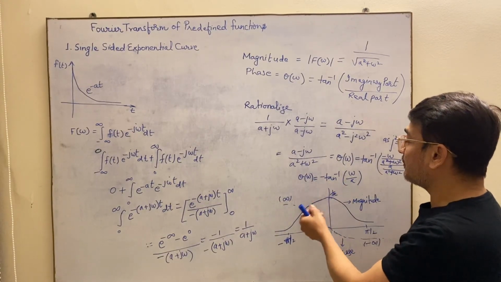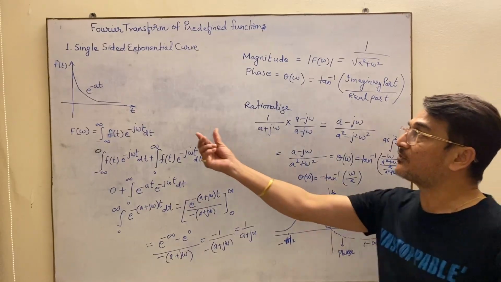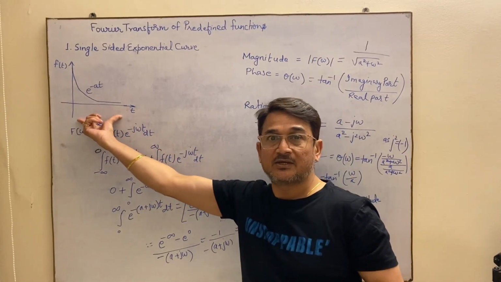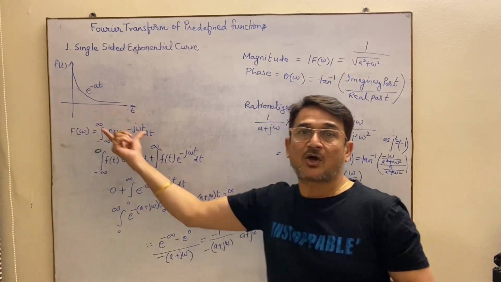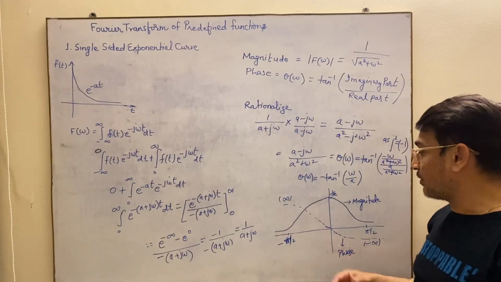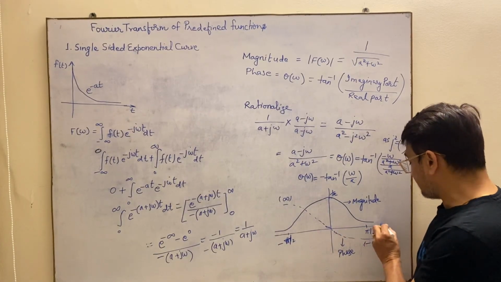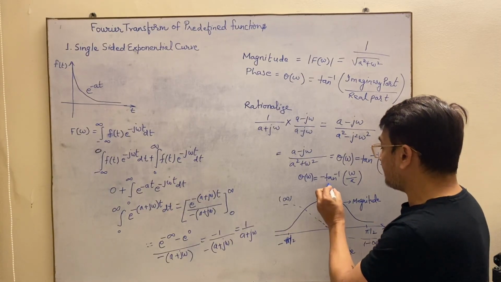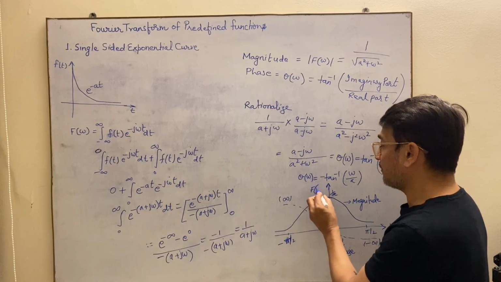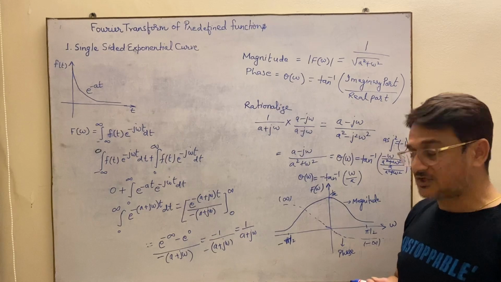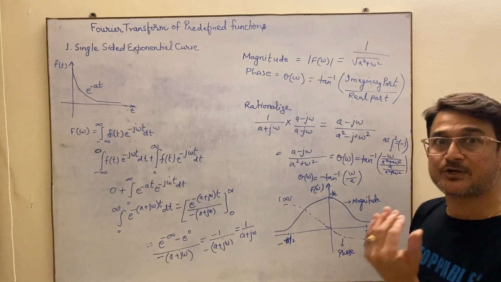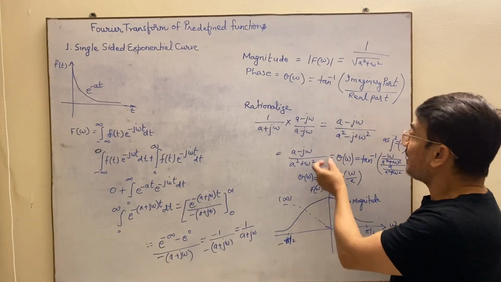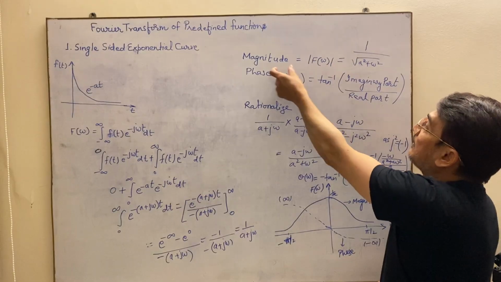So now, this graph is the time domain graph. Now we will plot the frequency domain plot. Frequency domain plot means on the x-axis you have omega, and on the y-axis you have F of omega, that is the Fourier transform, or the function in the frequency domain. So first we will calculate the magnitude.